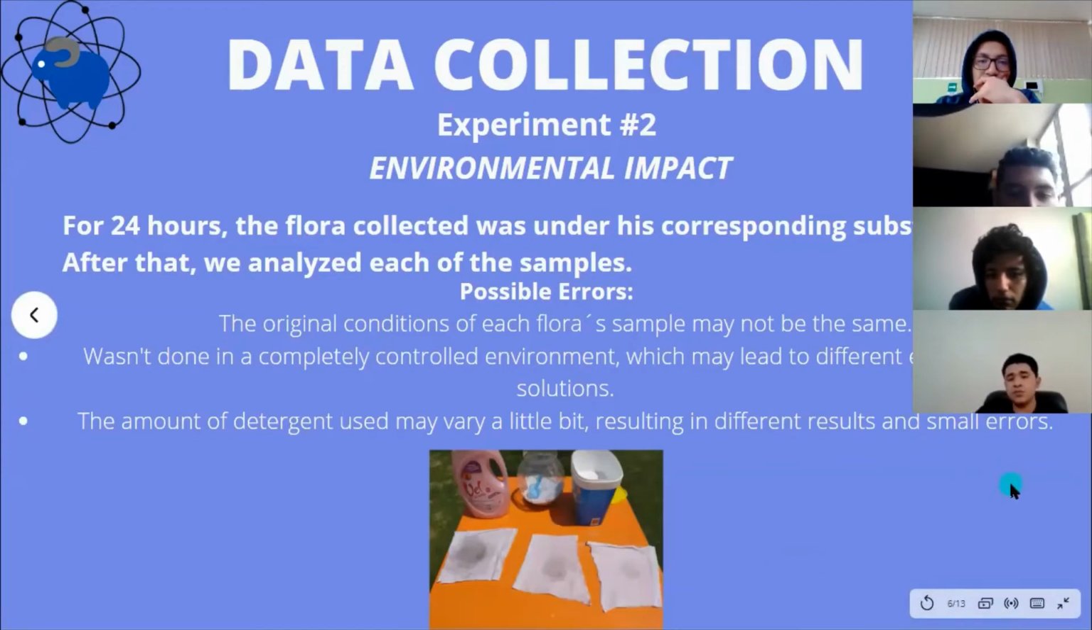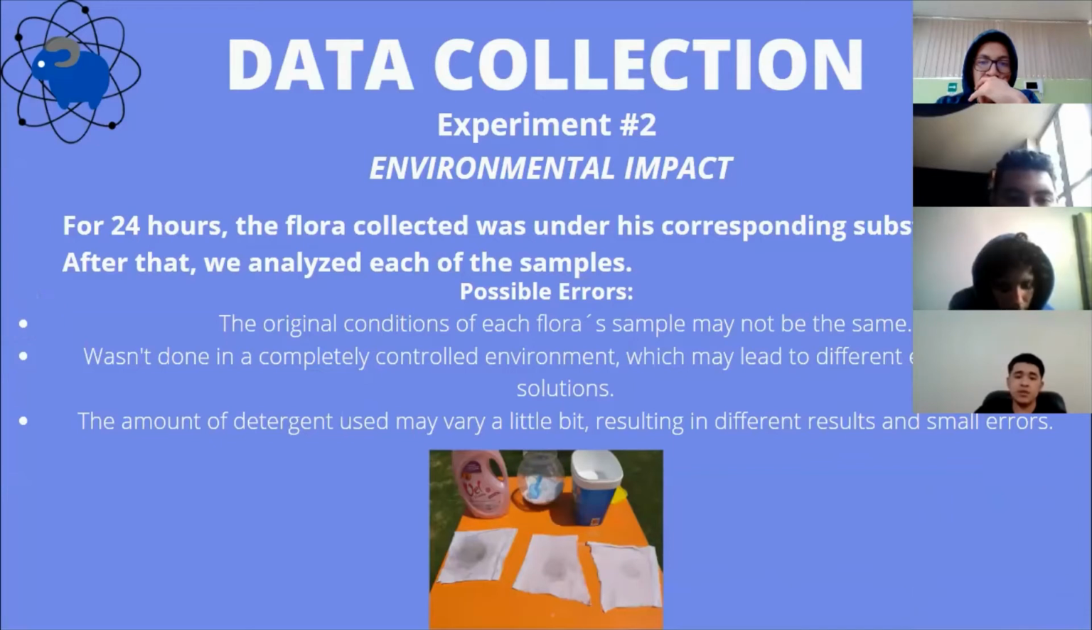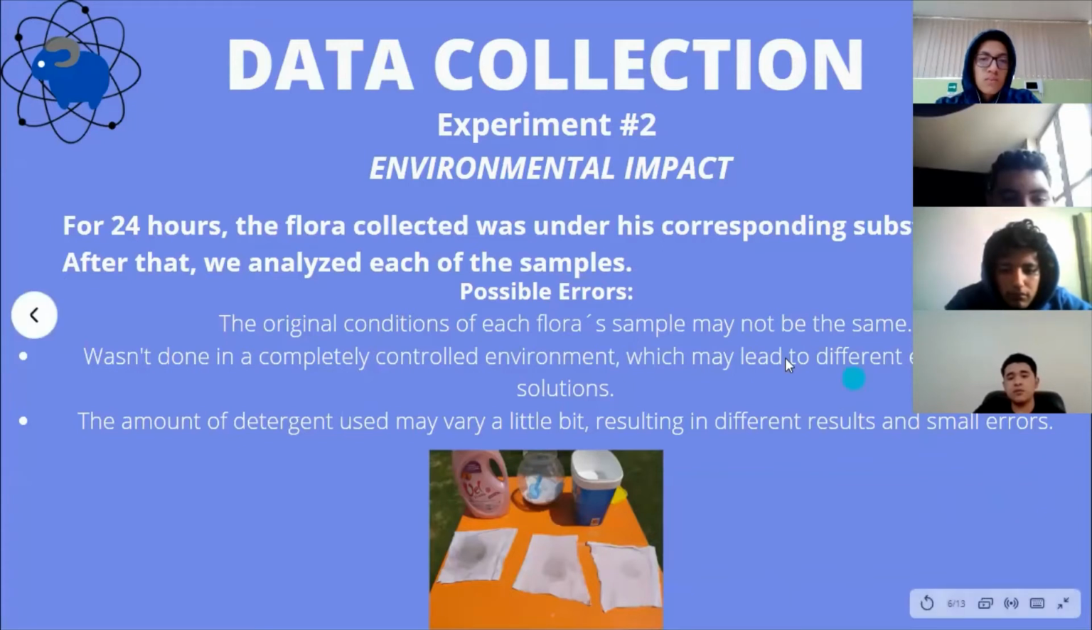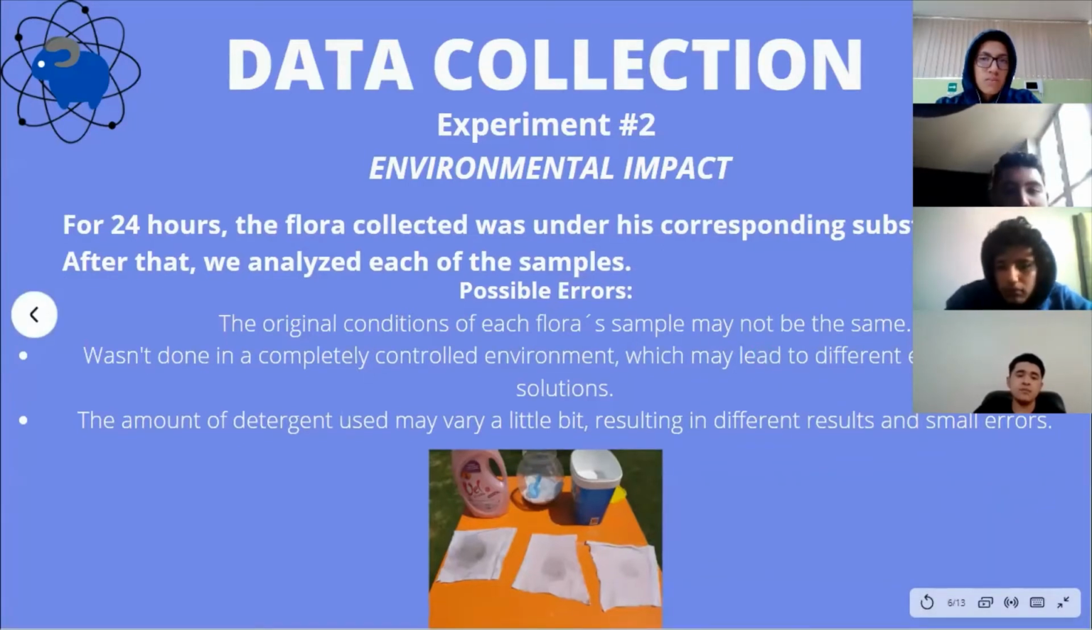We found 3 possible errors that could alter the final results. The first one is that the initial condition of each flora sample may not be the same. The second one was that if it wasn't done in a completely controlled environment, it may lead to different effects on the solutions. And the final one is that the amount of detergent used may vary a little bit, resulting in different results and small errors. Well, this was the data collection of the second experiment.